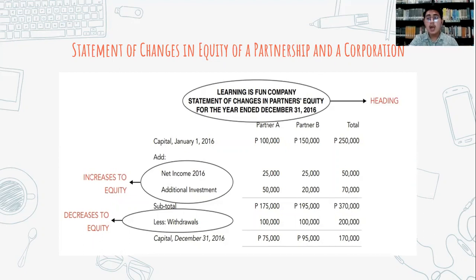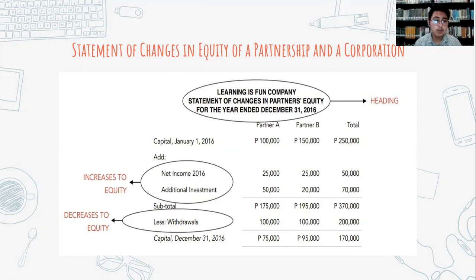So for example, given na po yung mga details. So for the partnership, of course, you need also to write the heading, which is the name of the company, what kind of statement, and the year ended. So to write the partners' equity, depende po kung ilang partners kayo. So for example, you have only 2 people in the business, you write partner A and partner B, or the names of your partners. Of course, you need to write the capital.